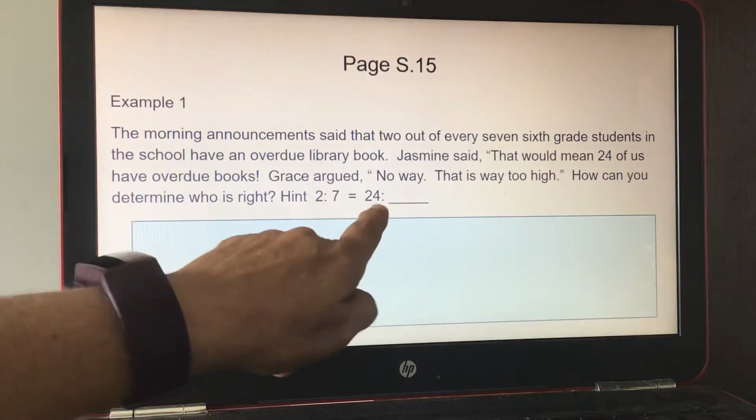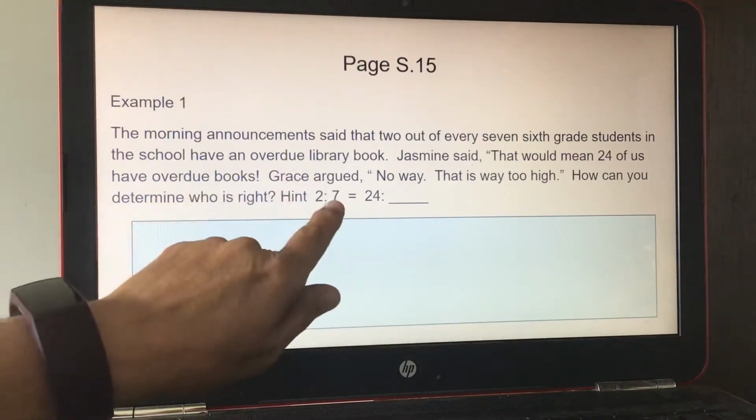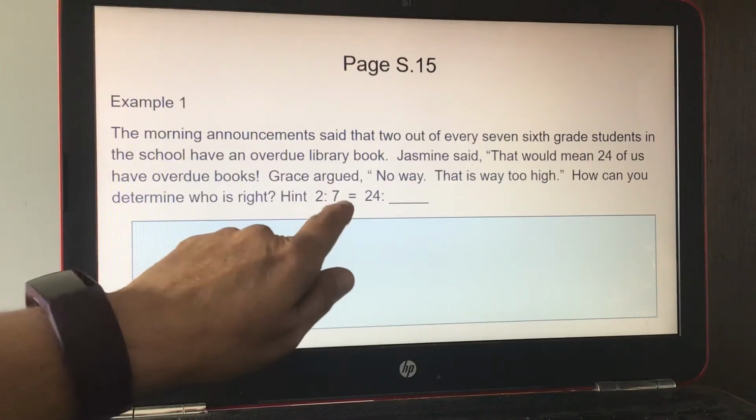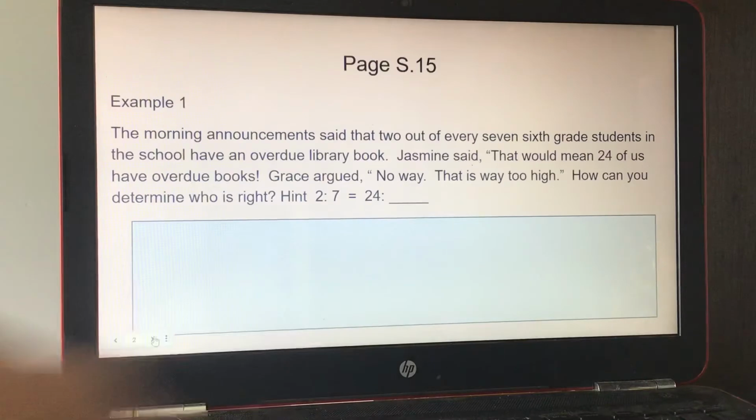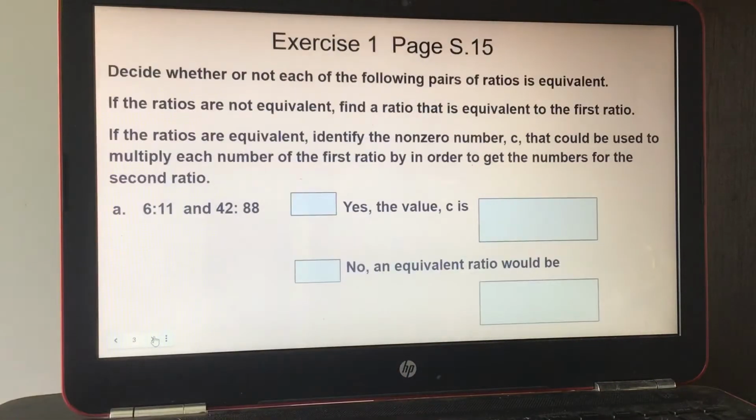So 2 times what number gives me 24, and multiply that number also by 7. Okay, the same number that you multiply 2 by, you multiply 7 by to get your answer for the other ratio. Now, it says, how can you determine who is right? We really can't determine who is right because we don't know what they really mean by what is too high, right? Anyways, we'll go to the next question.